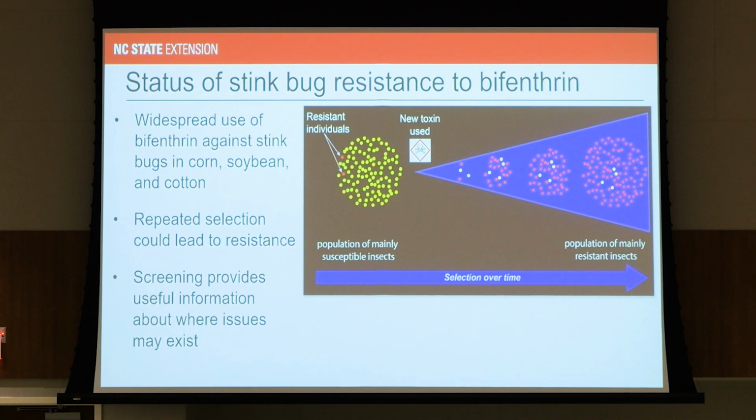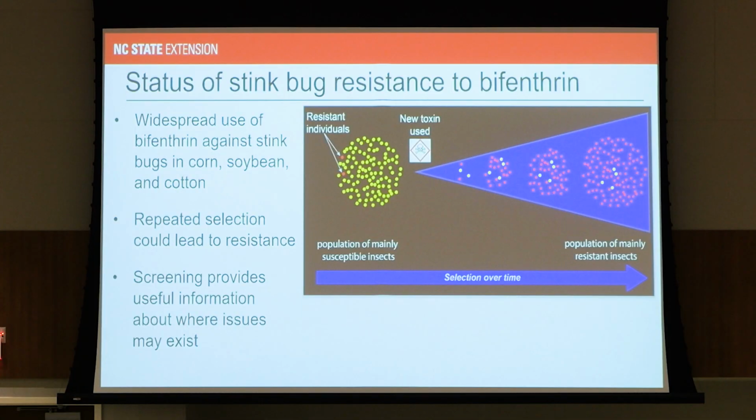So what we want to do is break this cycle up by rotating insecticide modes of action. Much like the plant pathologists will talk about rotating modes of action for diseases, we encounter the same challenges for insecticides. This repeated selection is what drives the favorability for resistant individuals to emerge, reproduce, etc.